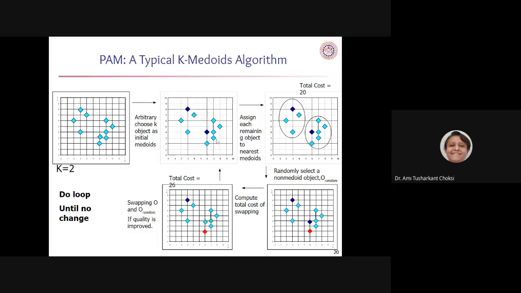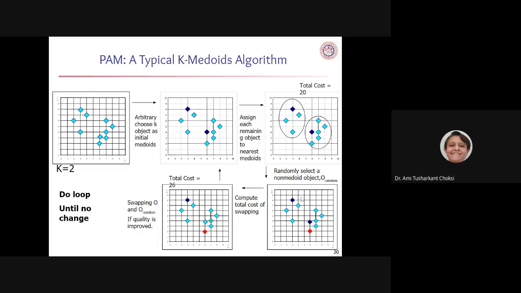Whatever data objects we are having, we find the distance with that medoid and put that object in that particular cluster. So this is cluster 1 and this is cluster 2, right? Based on the data objects, in this cluster we are having these 3 objects, and in the other cluster we are having 1, 2, 3, 4 and 5 objects, right?